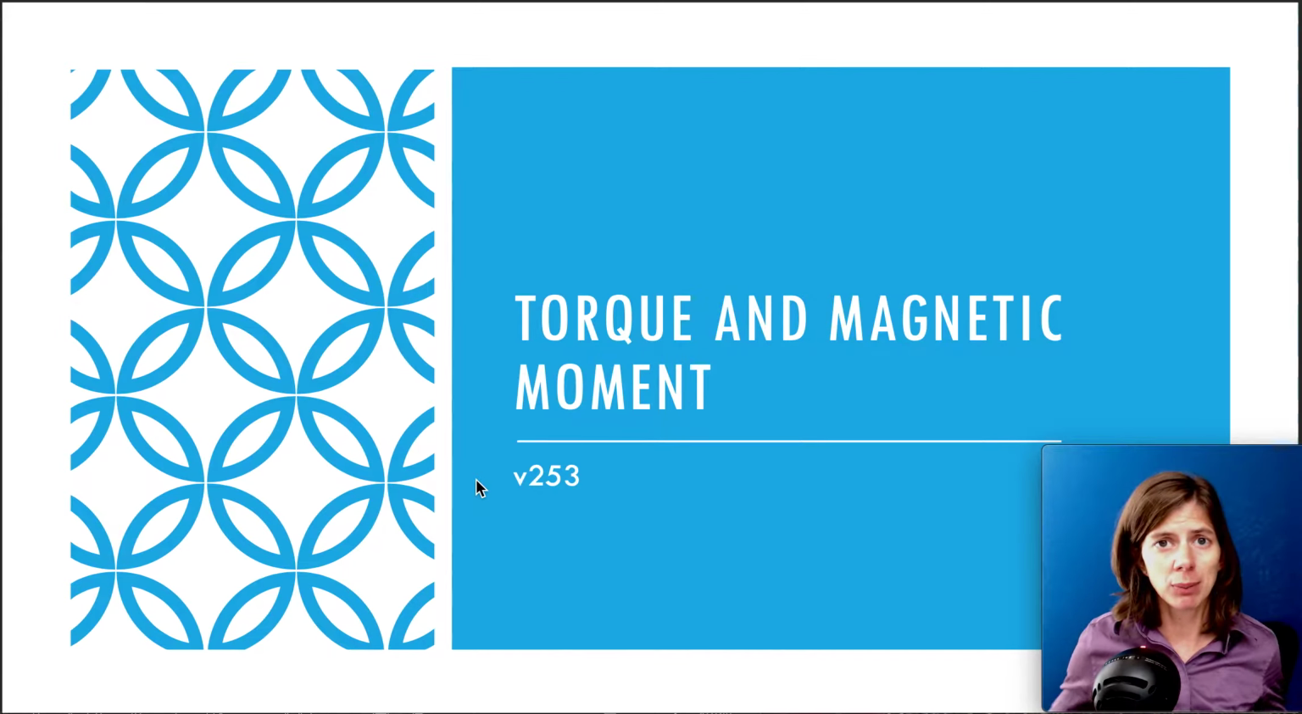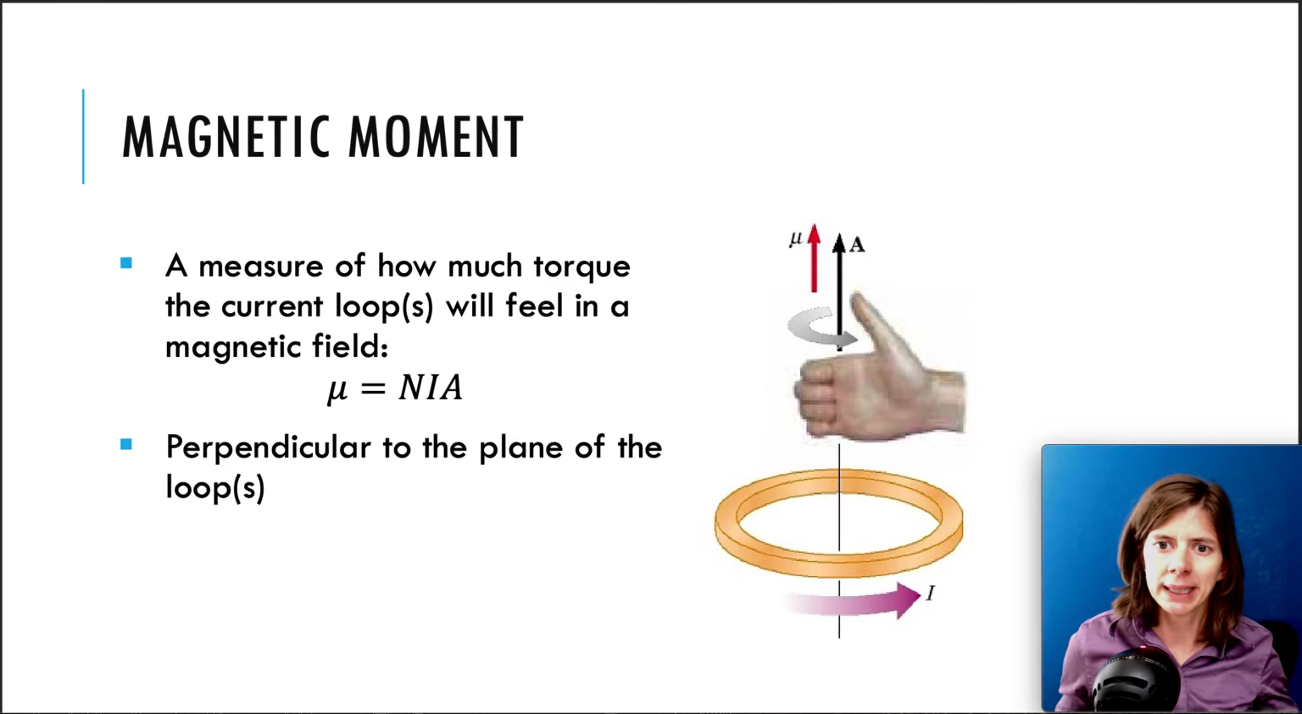We've already talked about torque, but we want to introduce a concept called magnetic moment that will help make our discussion of torque just a little bit easier. So let's talk about magnetic moment. The magnetic moment is a measure of how much torque a current loop will feel in a magnetic field. So will it experience a lot of torque? Will it experience a little bit of torque? It depends on the magnetic moment of that loop.